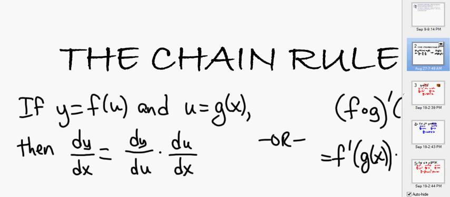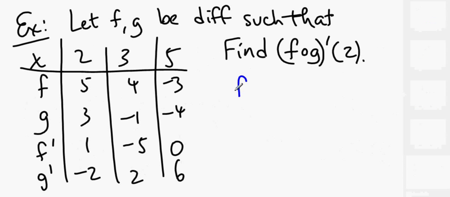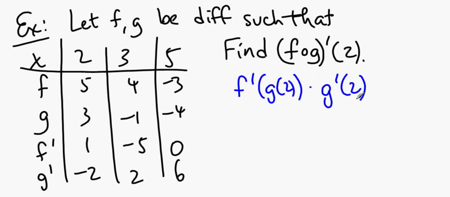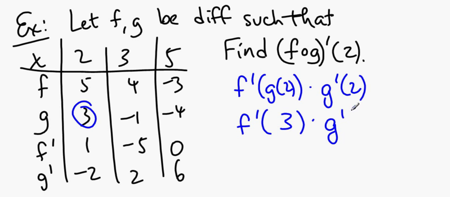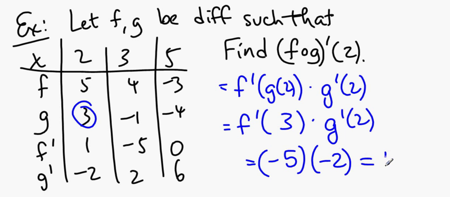So now back to our slide. We're going to find f prime at g of 2 times g prime of 2. And so what is that? That's f prime of 3 times g prime of 2, and that's negative 5 times negative 2 is positive 10. That is the kind of thing you should know how to do.